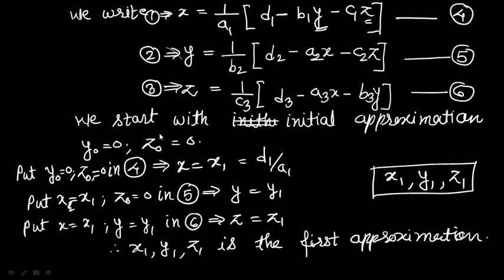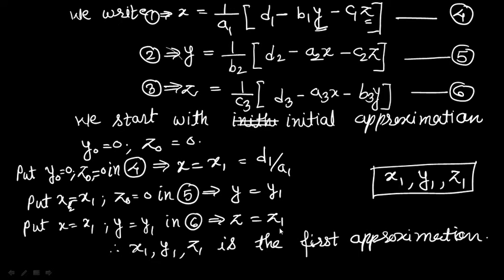Then we start the iterations. We start with the initial approximation y0 equal to 0 and z0 equal to 0. We substitute these values in equation 4 and find the value of x, denoted by x1, that means d1 by a1, because the y and z values are 0. Then we substitute x equal to x1 and z0 equal to 0 in equation 5 and find the value of y1. Similarly, put x equal to x1, y equal to y1 in equation 6 and find the value of z1. That means after the first iteration we get the values of x1, y1, z1.